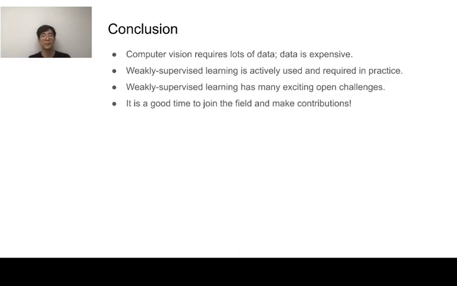Finally, we conclude the talk by saying, first, computer vision requires a lot of data, and data is expensive. And therefore, people have been looking into weak supervision in practice because they want to minimize the labeling cost. And weak supervision still has many exciting open challenges to be addressed. And we strongly believe it is a very good time to join the field and make contributions.